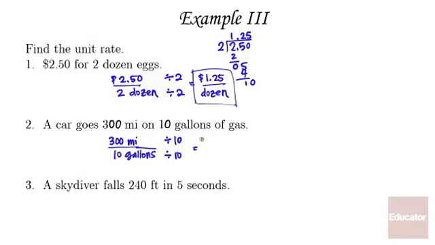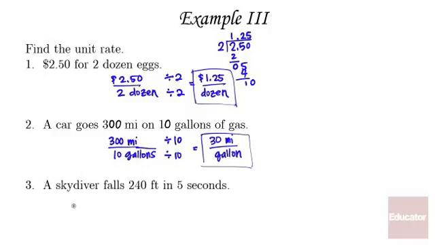300 divided by 10. Okay, every time you divide by a number with a 0 at the end of it, and they both have zeros at the end, you could just cross out one of the zeros. If I cross out the 0 and cross out the 0, then I'm going to be left with 30. So 30 miles per gallon. Okay, so this is the unit rate.